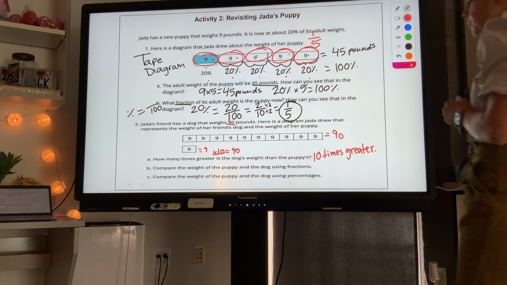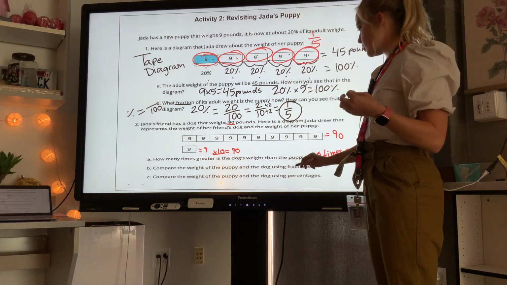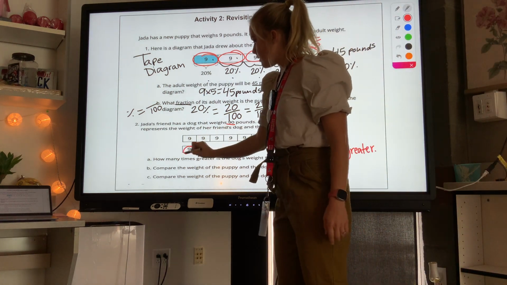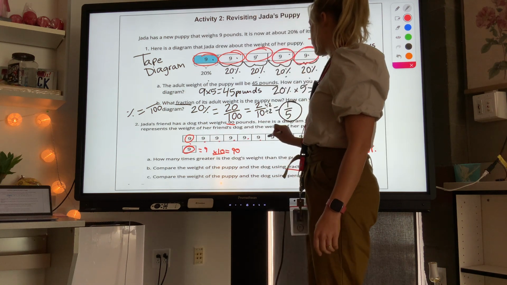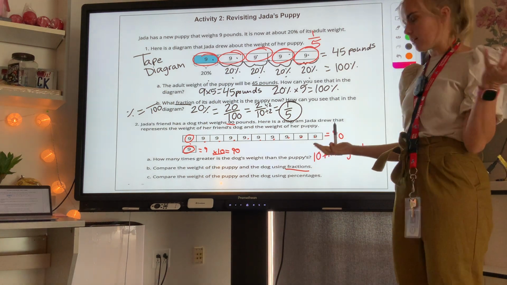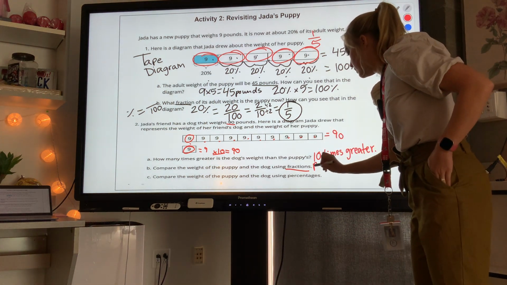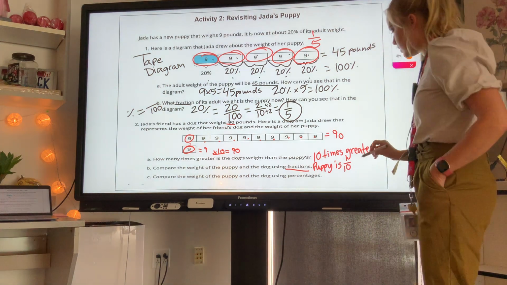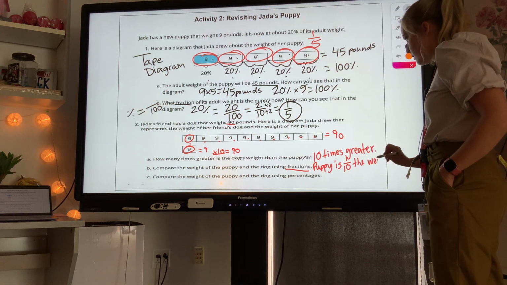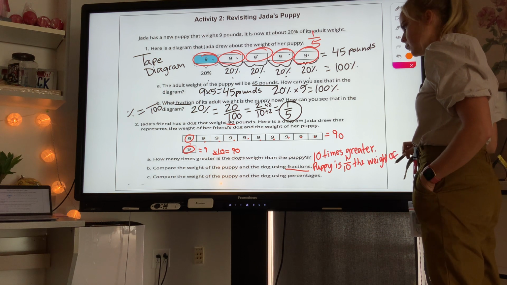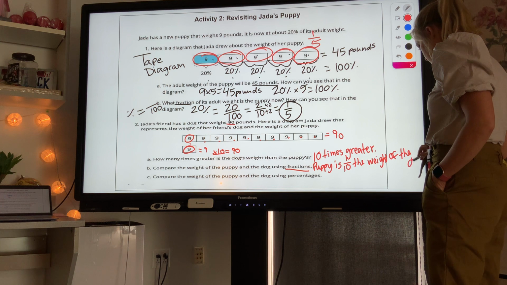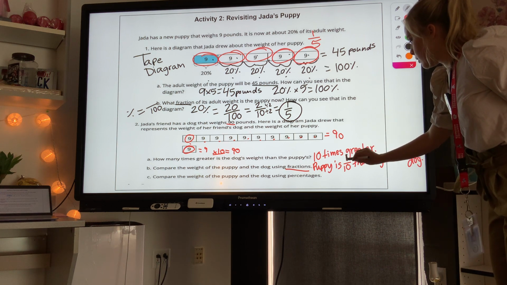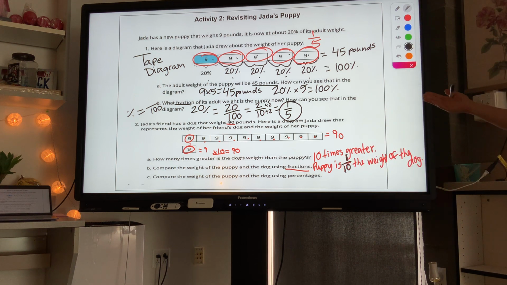Okay, letter B. Compare the weight of the puppy and the dog using fractions. So we can say this a lot of different ways, but we could say, okay, this one is 1. So 1 out of the 1, 2, 3, 4, 5, 6, 7, 8, 9, 10. So 1/10 of the weight of the other one. So I'm going to say the puppy weighs 1 out of 10, or 1/10, the weight of the dog. Oh, the dog, that's not a puppy, right? Because it's 1 out of 10. So make sure we pay attention to that one. 1 out of 10. It's 1/10.